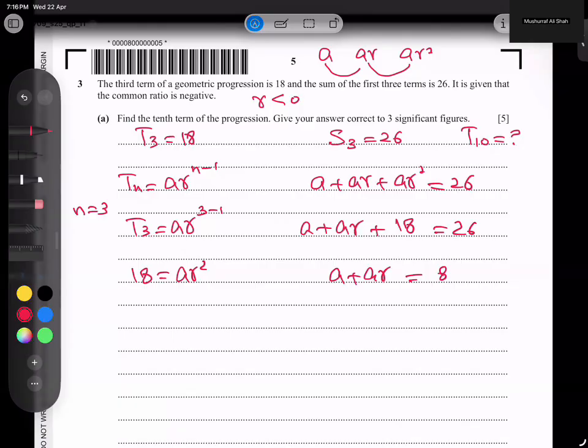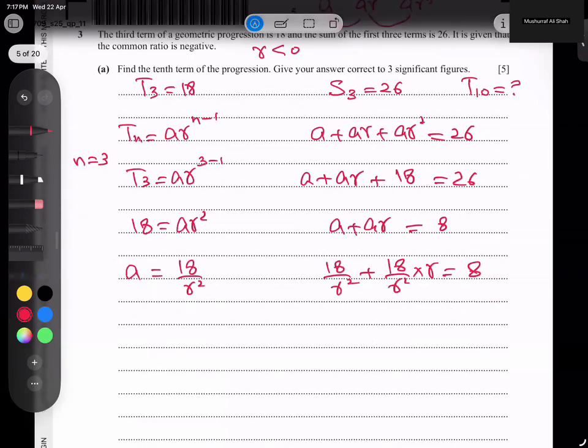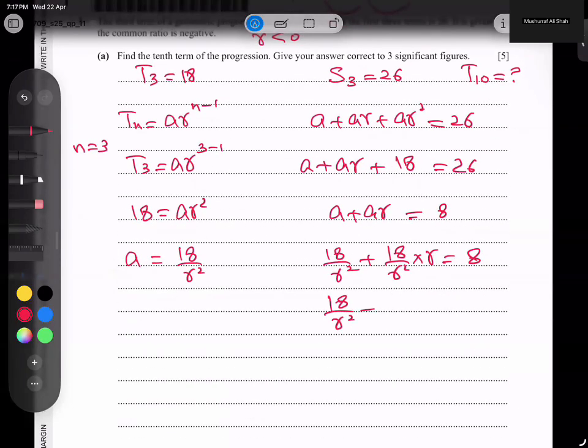Now students, I have to solve them simultaneously. So this part is very clear. After this, what to do? I can make a subject from here or there, no problem at all. So I make A the subject from here; it becomes 18 over R square. This I'm replacing here: 18 over R square plus 18 over R square times R equals 8. Okay, and this R cancels out, giving 18 over R equals 8.